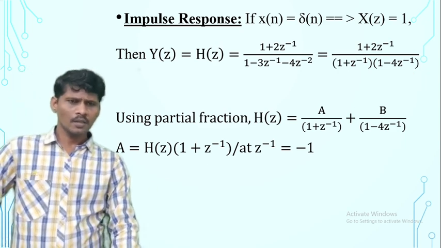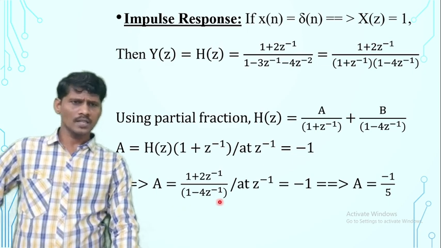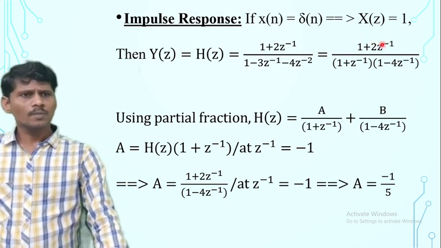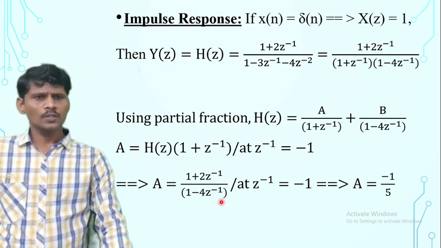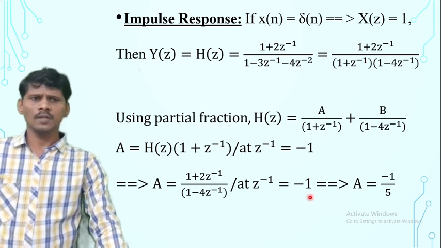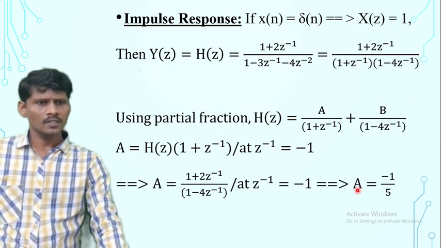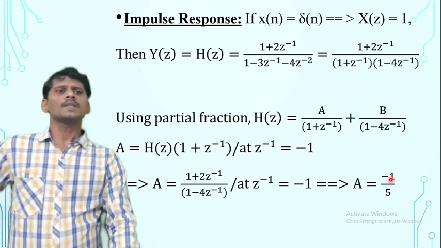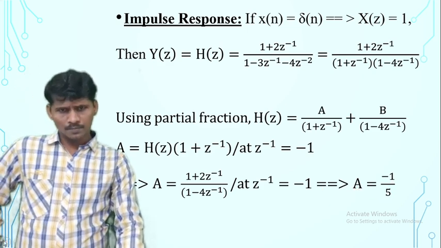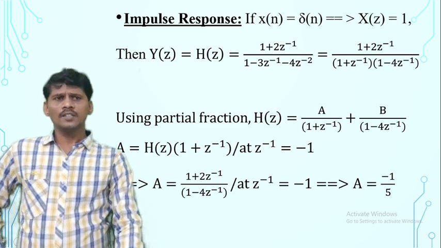In the numerator and denominator, 1 plus Z inverse is cancelled, and the remaining term is (1 plus Z inverse) by (1 minus 4 Z inverse), and Z inverse is equal to minus 1. So now substitute Z inverse equal to minus 1, we get the constant A is equal to minus 1 by 5. Similarly, calculate the constant B.